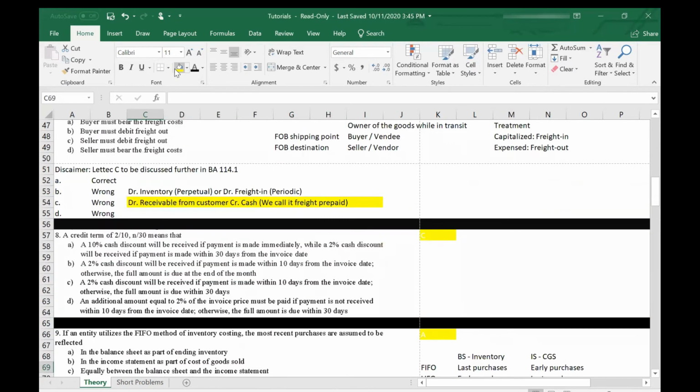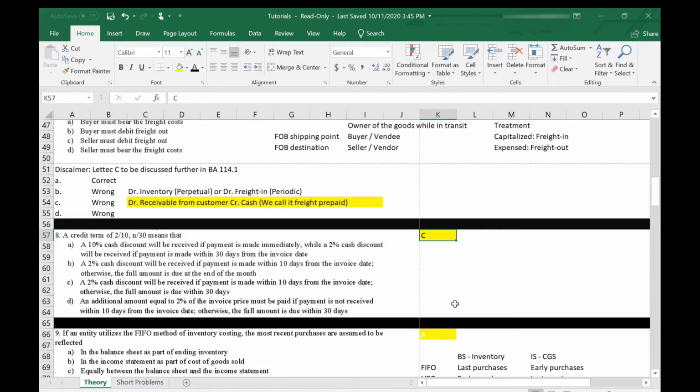Okay. For letter A, credit term 2/10, N/30, ito medyo madaling item. The only thing that you must note is that in every question, the devil is in the details. So you just go through the choices. But the answer for this is, yes, you're right, it's letter C. A 2% cash discount will be received if payment is made within 10 days, 2/10, from the invoice date. Otherwise, the full amount is due within 30 days.